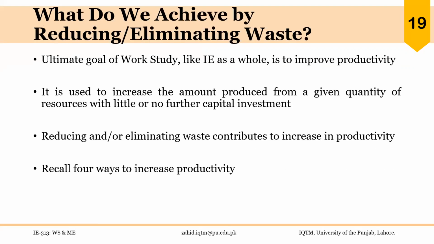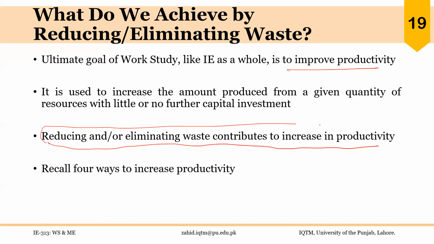So what is the conclusion? The ultimate goal of work design or process design or industrial engineering as a whole is to improve productivity. The amount produced should be increased from the available resources. So reducing or eliminating waste contributes to increase the productivity. And that is the goal of this course, and that is the goal of discussing 7 wastes. So if we can reduce them, we are ultimately increasing the productivity.